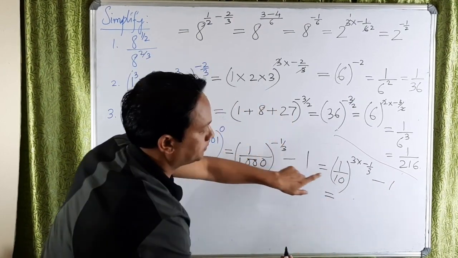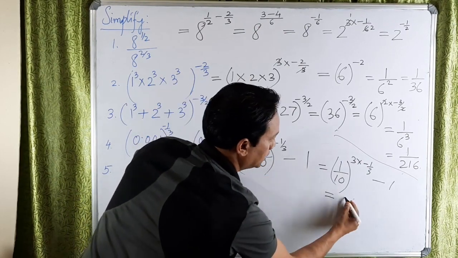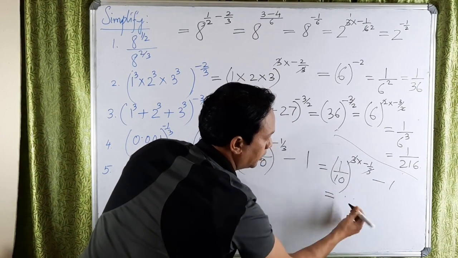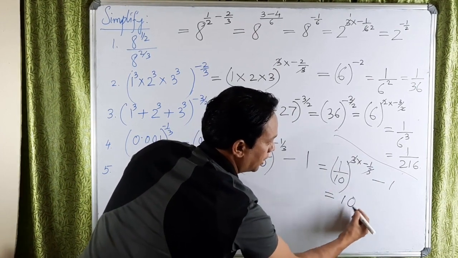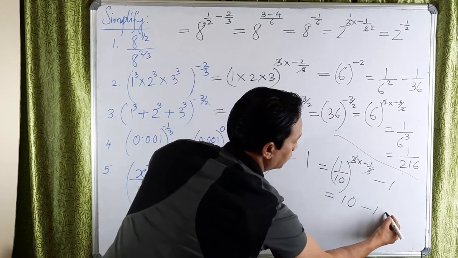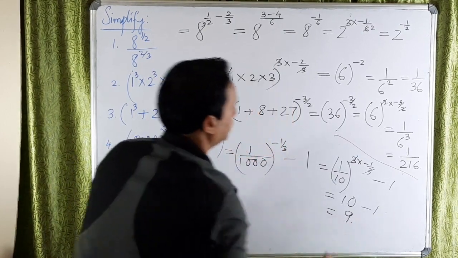We can make it reciprocal, because 1 by 10 power minus 1 will become only 10 by 1 to the power 1, minus 1. So 10 minus 1 will be equal to 9.